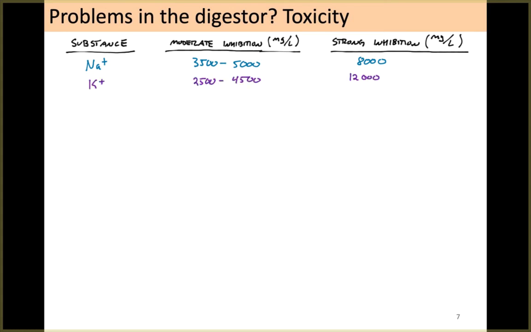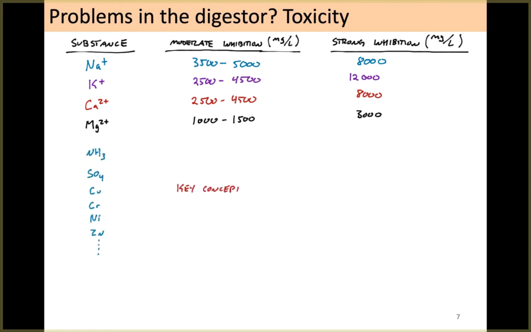And I'm going to go ahead and write on similar values here for potassium, for calcium, for magnesium. It's not important to me in this class that you learn what those levels are. I simply want to point out that these methanogens can be quite sensitive. And it's not just to cations. I just started with cations in this case. But there's a whole host of other compounds that can be toxic to our methanogens. So ammonium, sulfate, copper, chromium, nickel, zinc. And so maintaining a healthy ecosystem for those methanogens is a really critical part of this process.